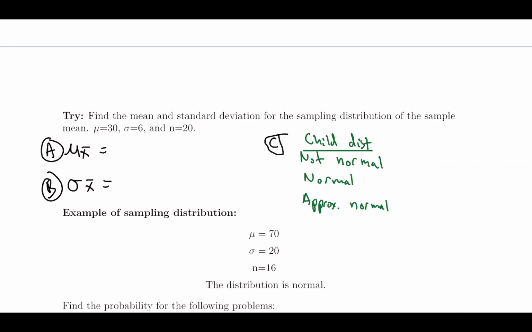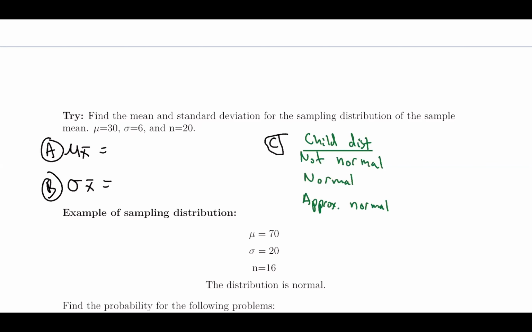All right, so let's go ahead and do this one. All right, so let's do A. If you ever get this question, that should be probably the easiest answer. Mu of x bar is equal to mu, so you go 30. Sigma of x bar is equal to sigma divided by square root of 20. So if you do sigma divided by the square root of 20, you should get 1.34. So be careful with that.